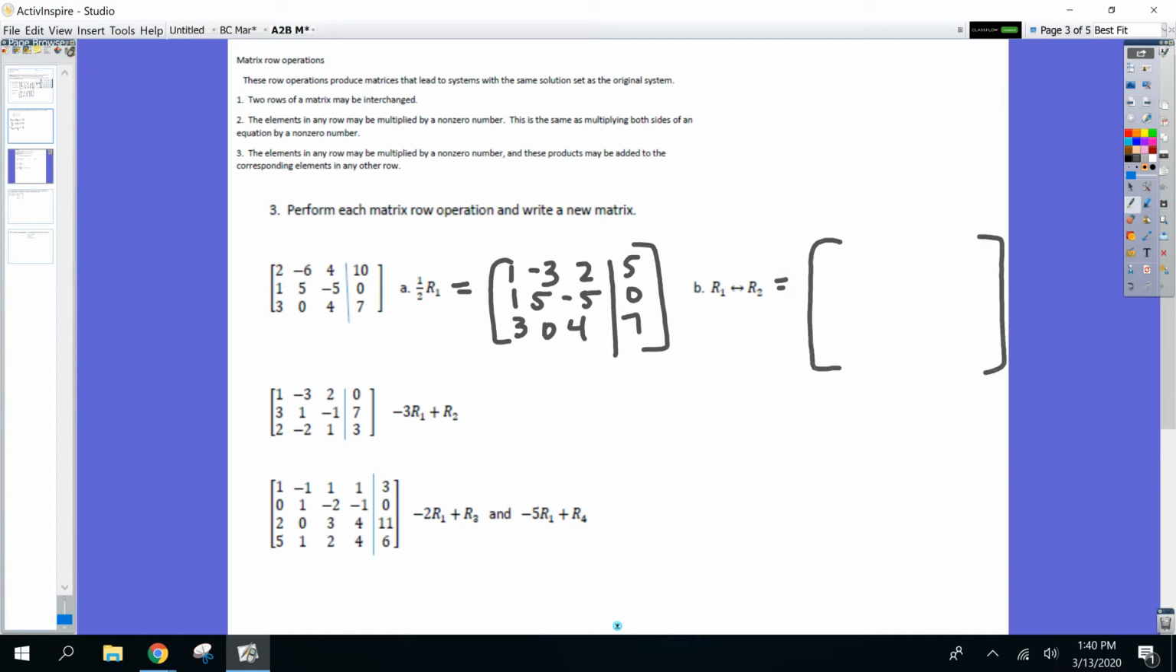So flip rows 1 and 2. So like the original one? Yeah, go back to the original. Yep, always good question. Always go back to the original. 1, 5, negative 5, 0. And then 2, negative 6, 4, 10. And then third row stays the same. All right.